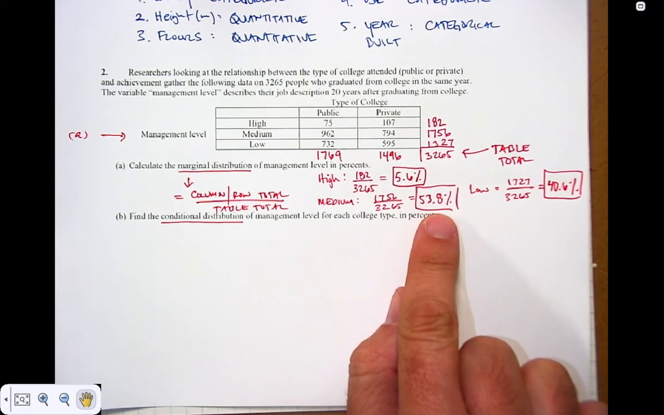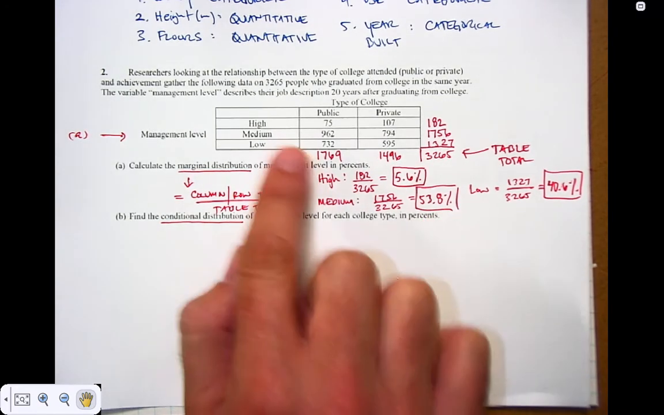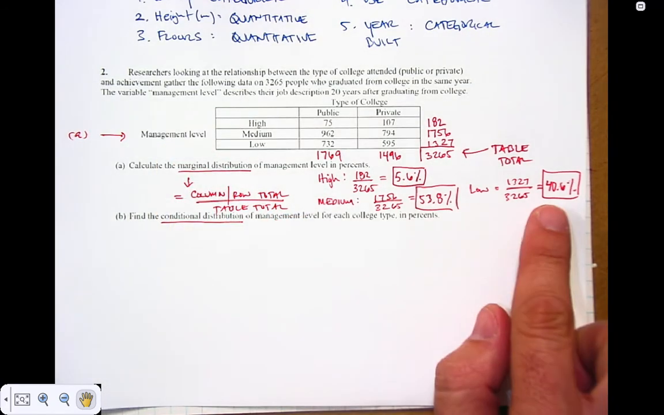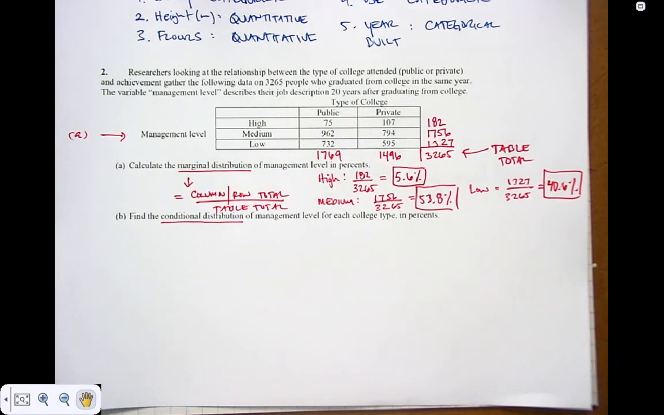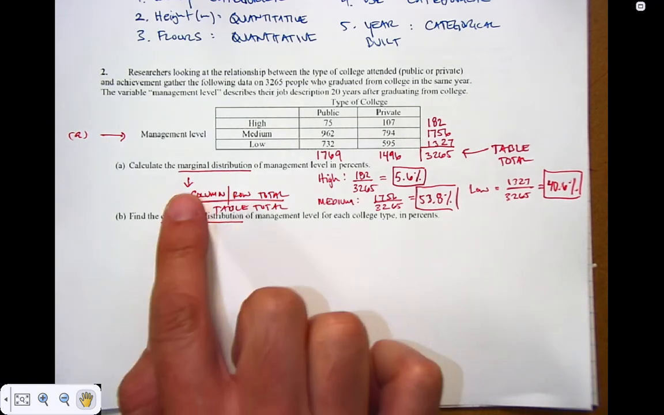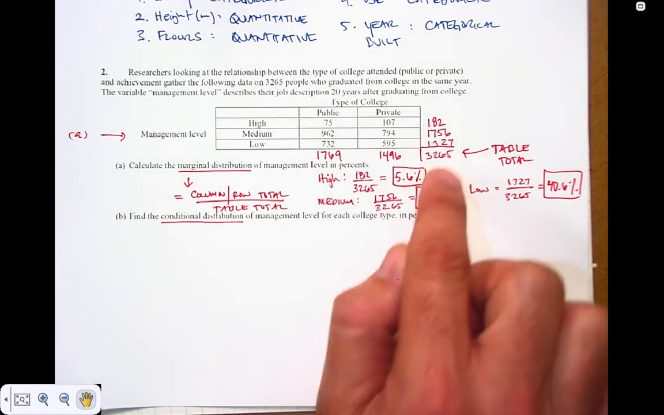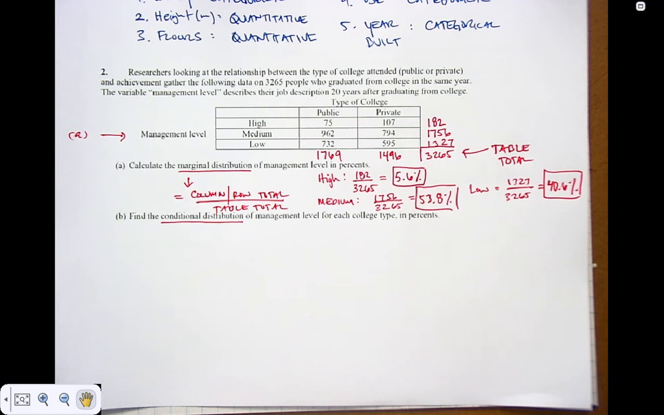Same thing here. The majority of people end up in a medium management level with percent left over for the low management level. Okay. All right. So marginal distribution, you use your total numbers out of your table total. Okay, I'll do this last part B. We'll talk about points on these two problems, and then I will stop the video and we'll do video number 2 for the backside.